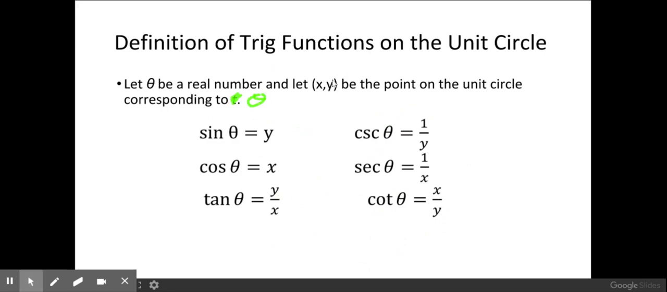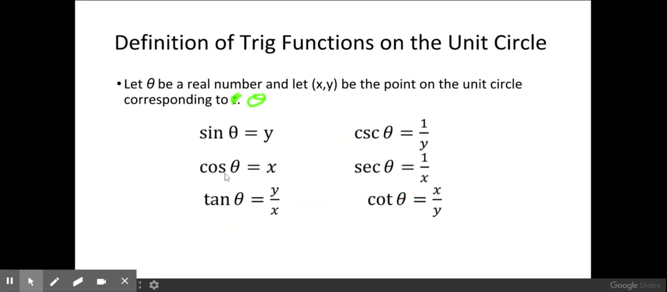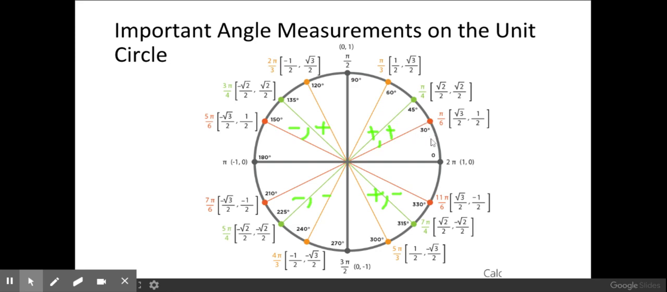Whatever that point may be, sine of the angle is always equal to the y value. So for example, sine of 30 would be equal to 1/2, because my angle is 30. Here's my point, sine is equal to the y, so 1/2. Cosine of theta is always equal to the x. So in this case, cosine of 30 would be equal to square root 3/2.